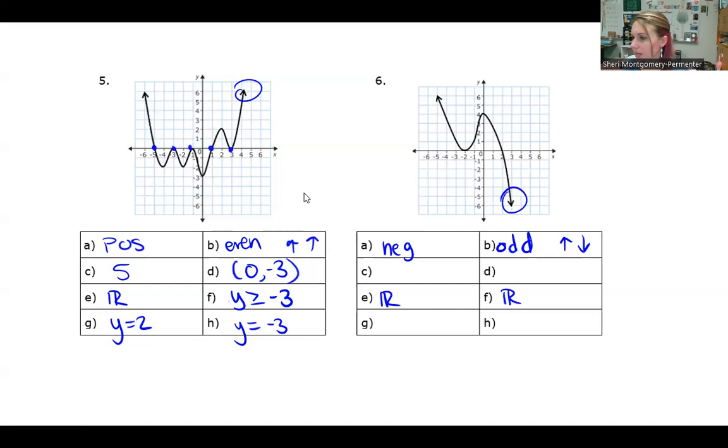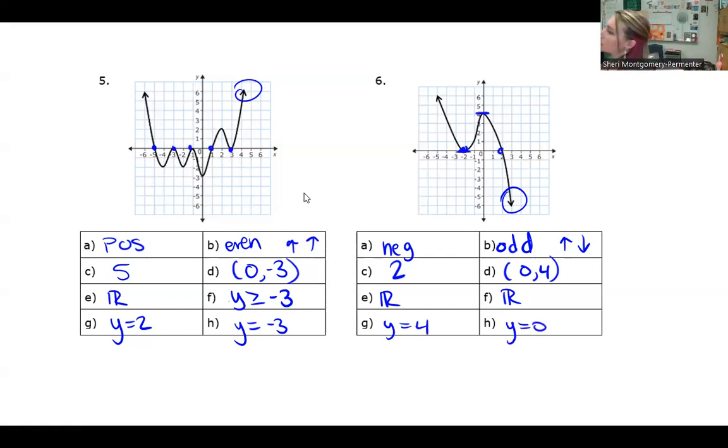C is my real zeros. Very good. There are 2. And then what is my y-intercept? Y'all are good. And then for G, what's my high point in the graph? Yep, 4. So y is equal to 4. And what's the low point? 0.